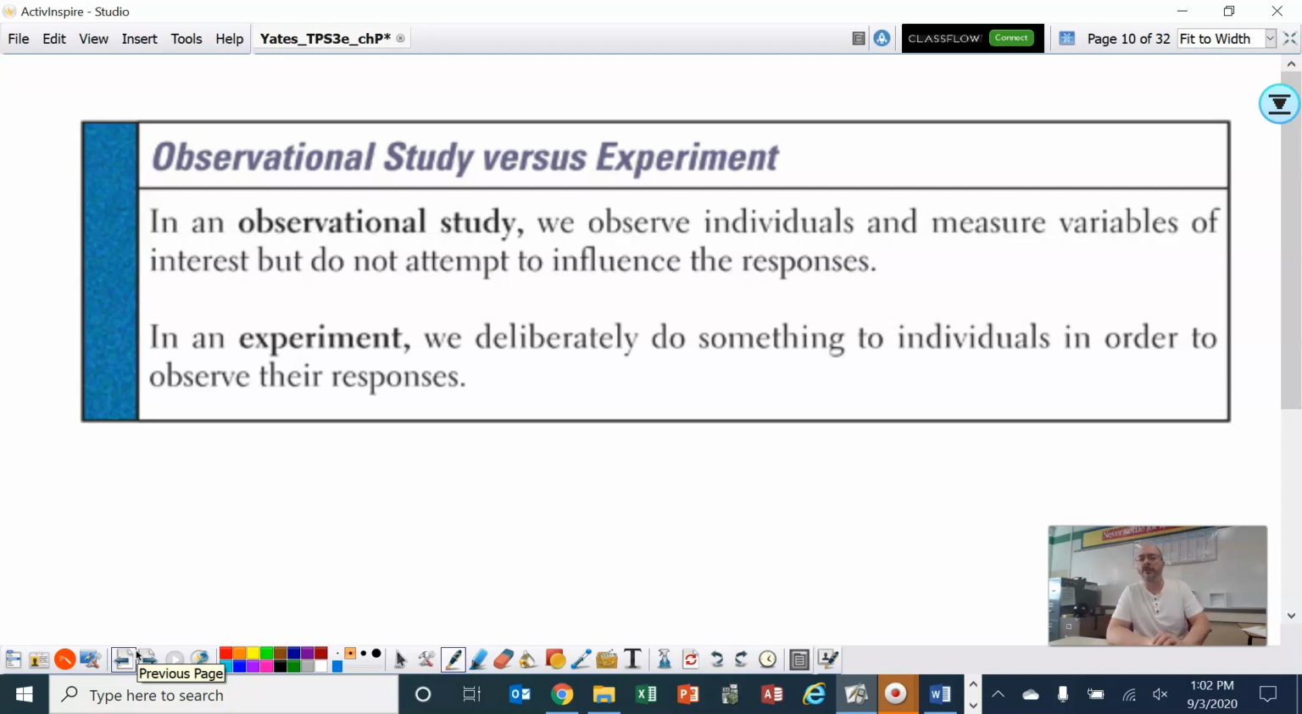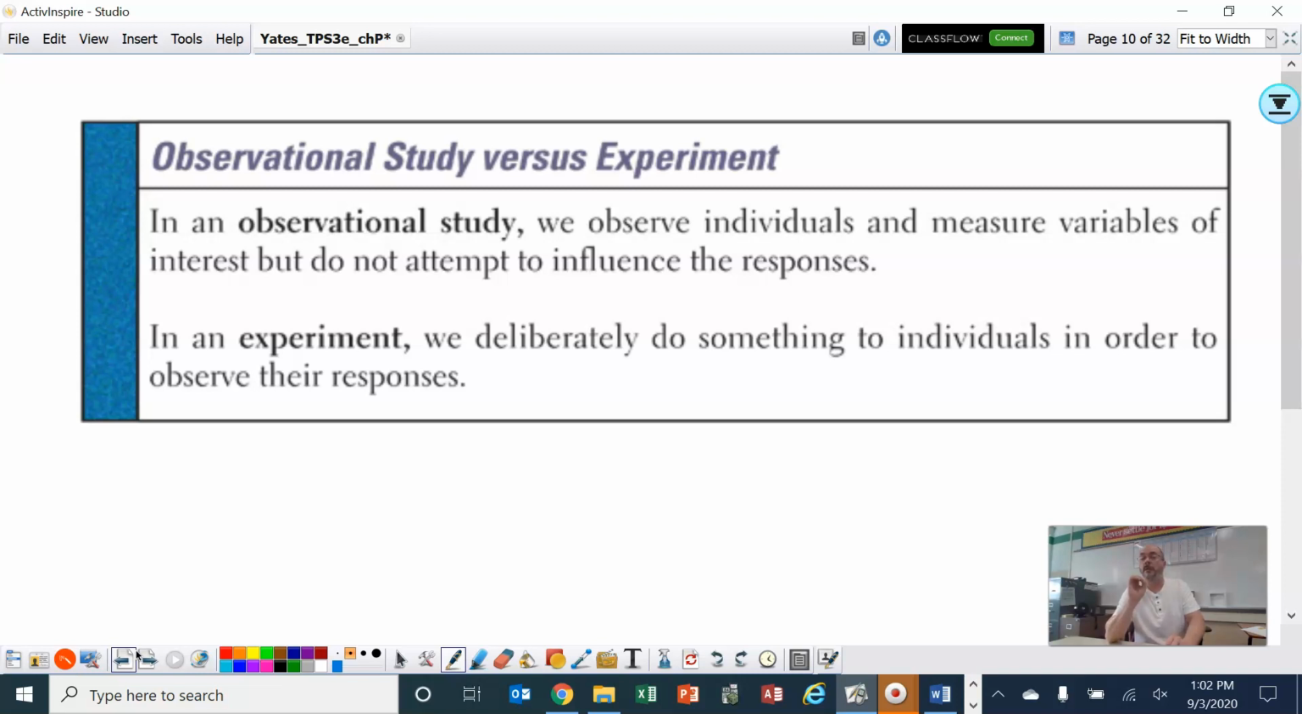All right, let's keep going. We have observational study versus experiment. In an observational study, we observe individuals and measure variables of interest, but do not attempt to influence the responses. We're only observing. In an experiment, we deliberately do something to individuals in order to observe their response. Okay, very important to remember that.